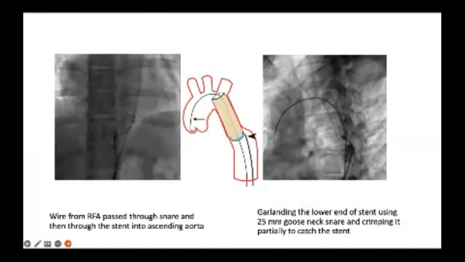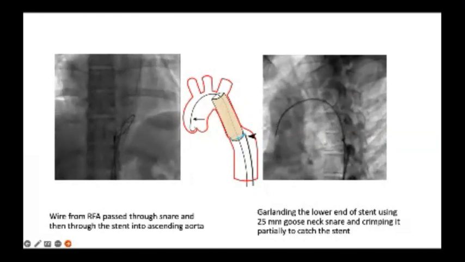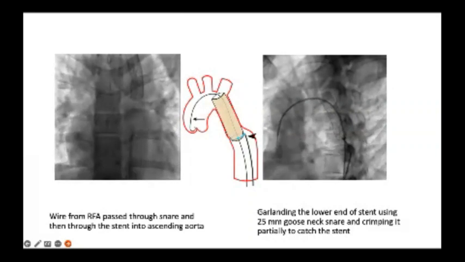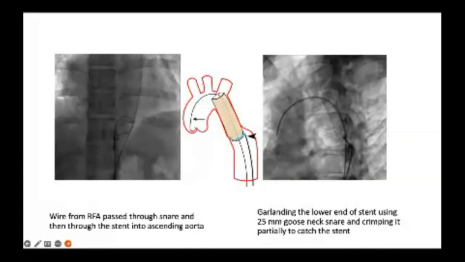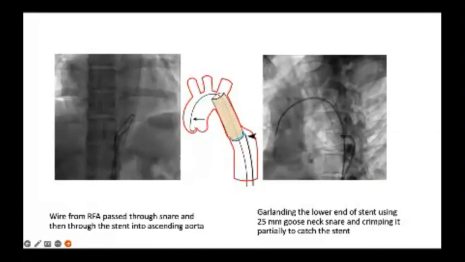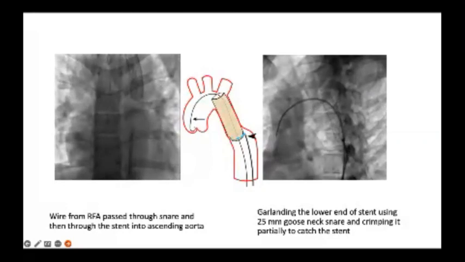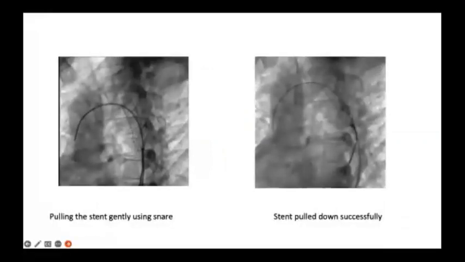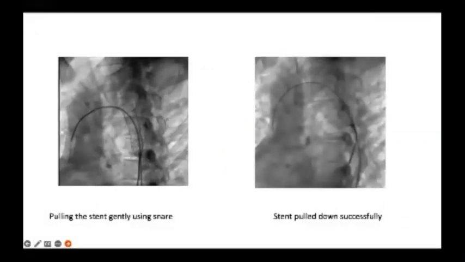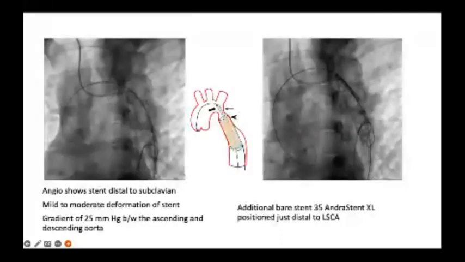and that lower part of the stent was gripped with the loop of the gooseneck snare, and it was crimped partially and pulled caudally. A little bit of force is required to dislodge the fully expanded stent around the walls of the aorta, and we pulled the stent successfully.